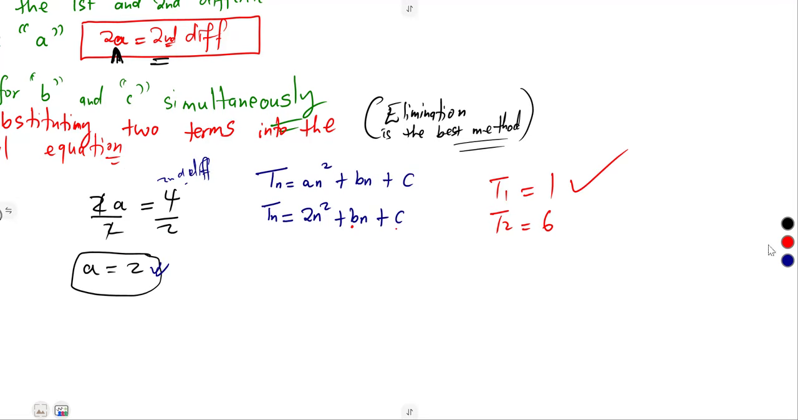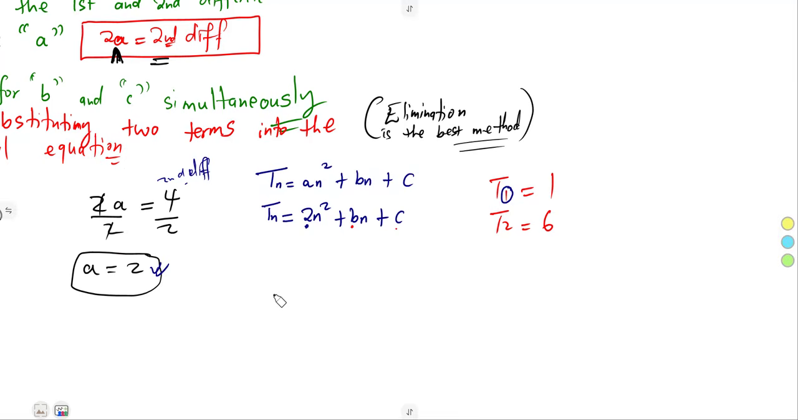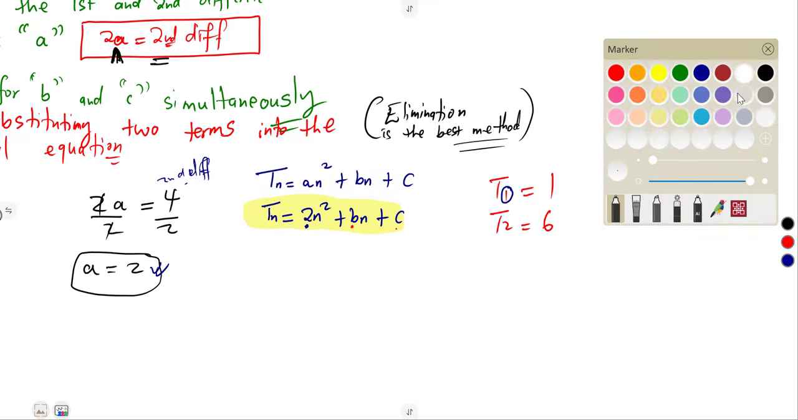What does it mean when I'm saying substitute? It means when n is 1, the answer is supposed to be 1. When n is 2, the answer is supposed to be 6 from the general formula. But in your general formula here, remember, we already substituted the 2. So our continuation is on this part. That is the major part that you're going to have, because you are to substitute there. So you've got your B and your C to be determined, to be calculated now.